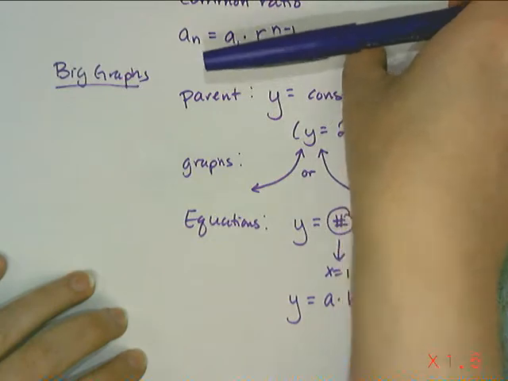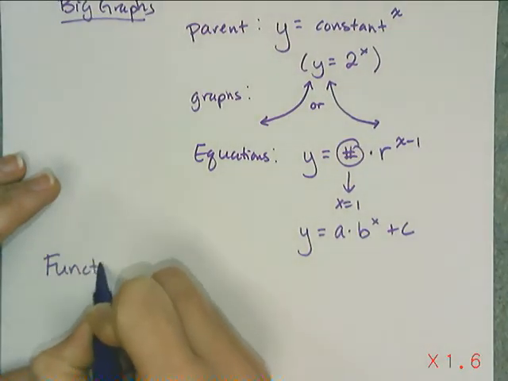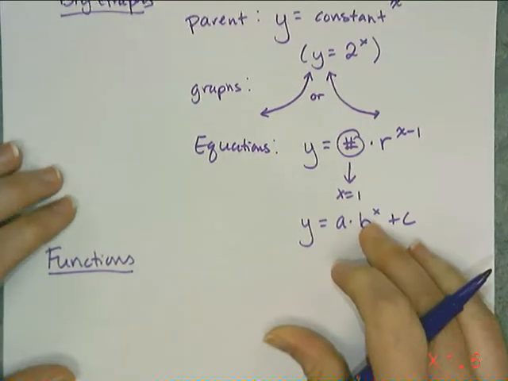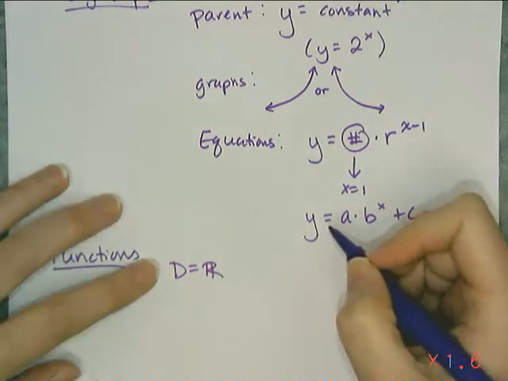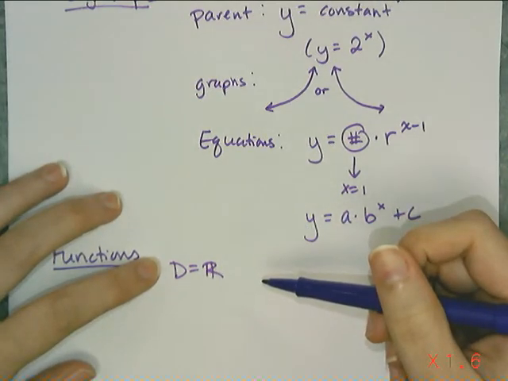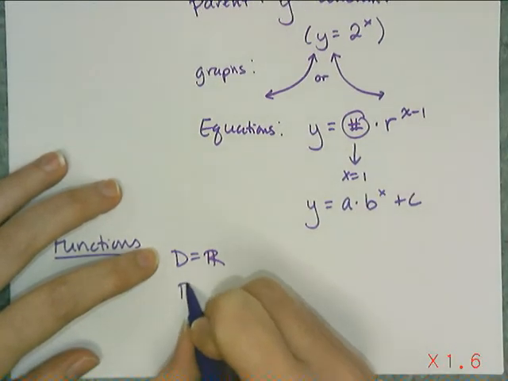And then we talked about domains and ranges when we discussed them as functions. And they are functions because they do pass the vertical line test, and their domains were all reals. And that's actually true for all of the families of functions that we study in Algebra 1. They all have domains that are all real numbers. But the ranges were different.